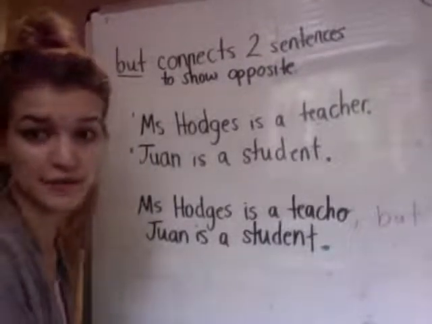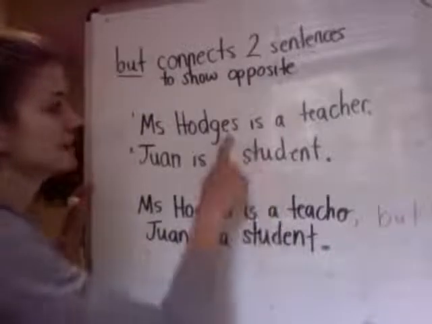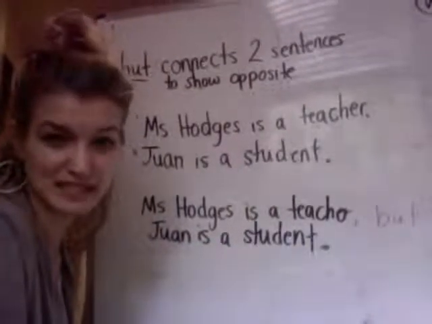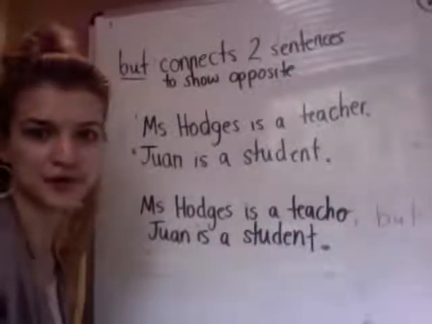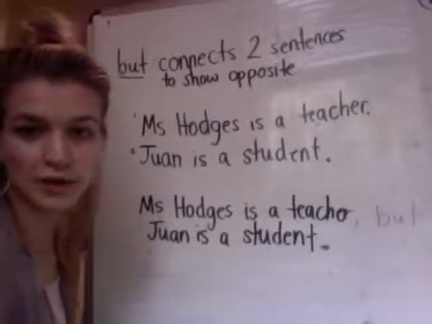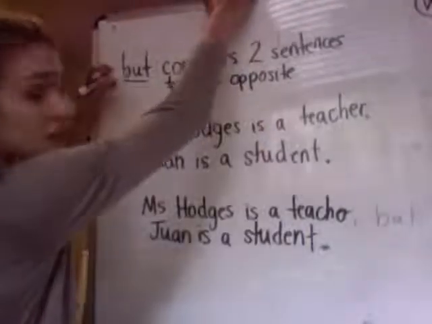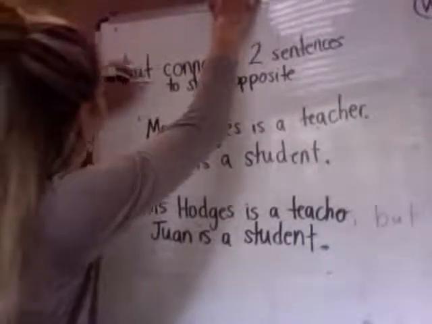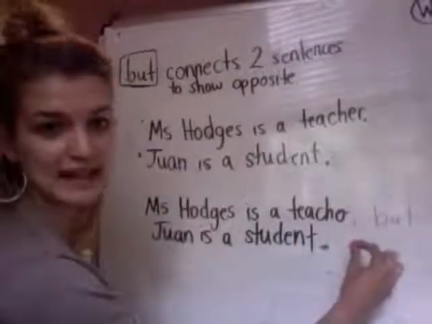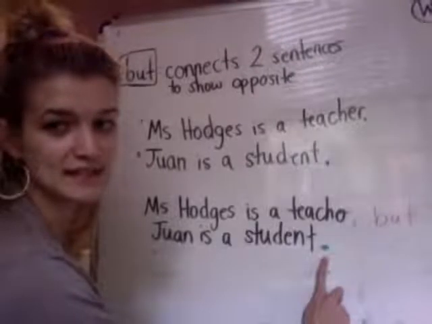This is what you have to do in writing: let's not just say things like Miss Hodges is a teacher. That's a simple sentence. Juan is a student. That's a simple sentence. What we're going to be working on in writing, and this is 5th grade level, by the way, is we're going to be using connecting words. You can connect them as 1 sentence.